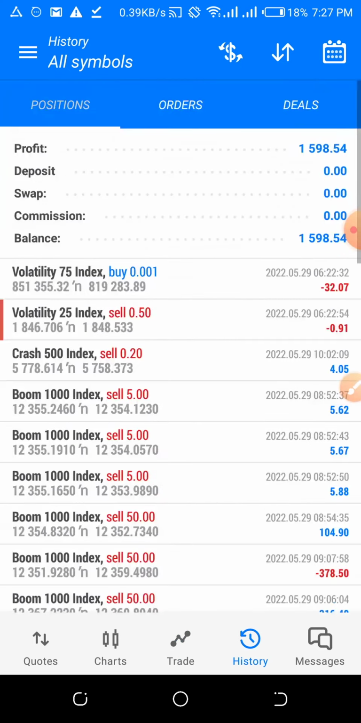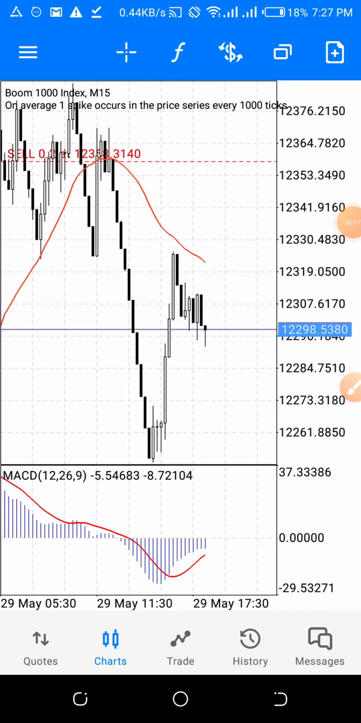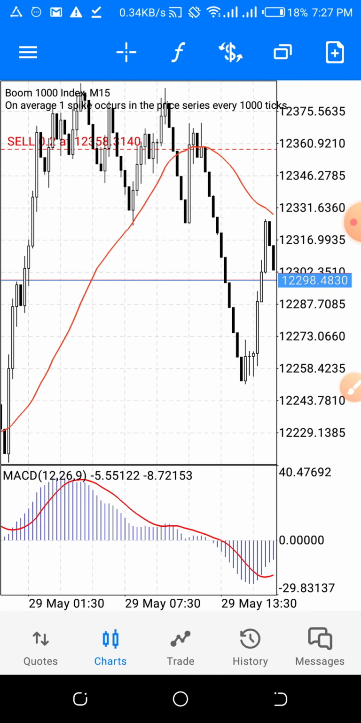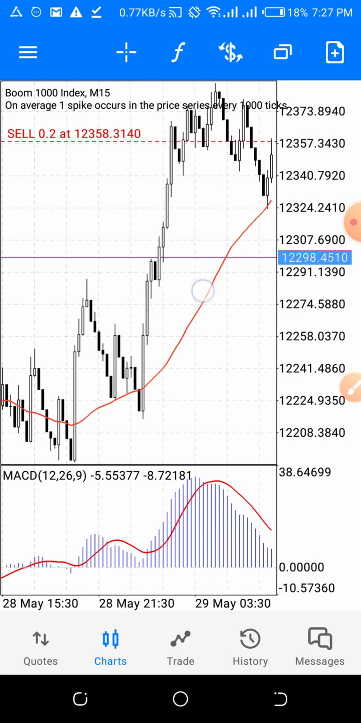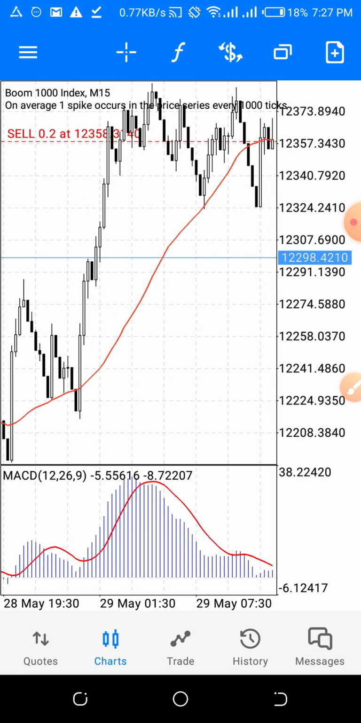Look at the profit that we made today. $1,500. Okay, so this strategy is actually working. This strategy is functional. Now that is for your sell. Now what if you want to buy? This is a buy entry here.